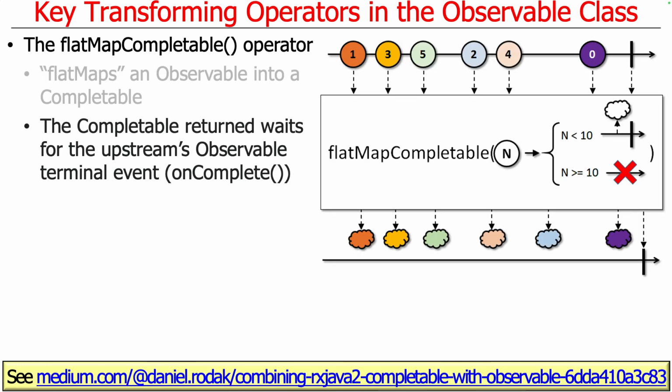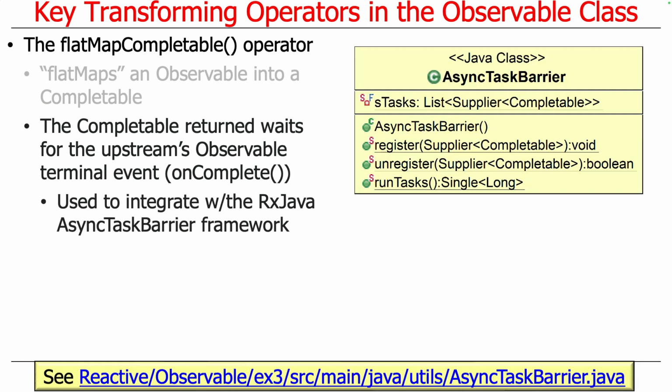And this completable will then wait, doesn't have to block, but it'll wait for the upstream observable's termination event or terminal event on complete. That's really all it does. And so if it just wants to know, did everything finish? And we use flatMapCompletable, as you will see when we talk about the implementation of the RxJava async task barrier, because we're basically waiting for completed events to occur.